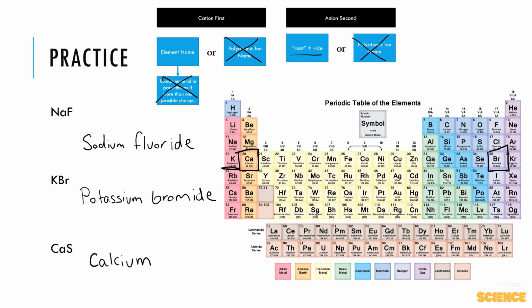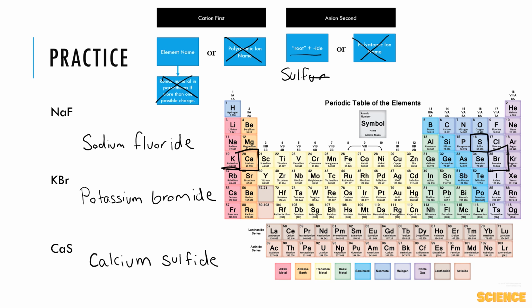And now we have S. Now S is a bit different than those other ones. So we've done fluorine becomes fluoride, we've done chlorine becomes chloride, we've done bromine becomes bromide. But S is a bit different. That one's sulfur. I'll write it up here. Sulfur. We're going to cross off that ending, and sulfur becomes sulfide.